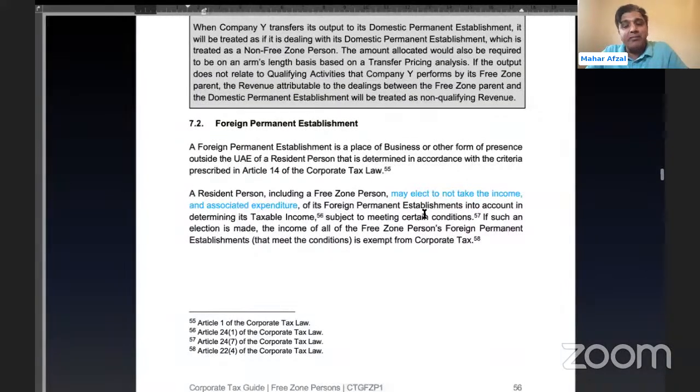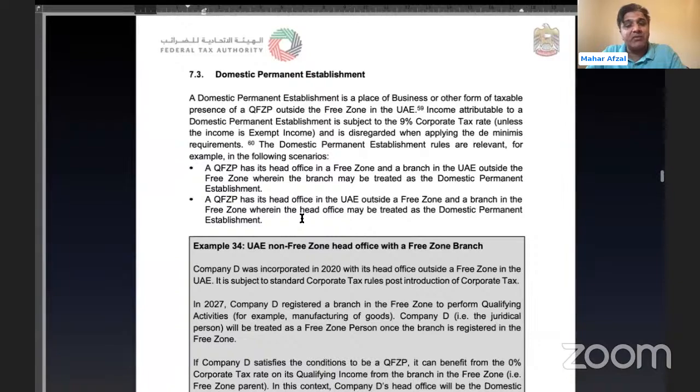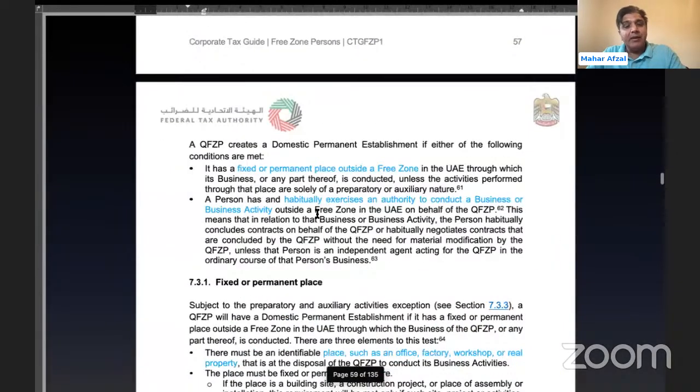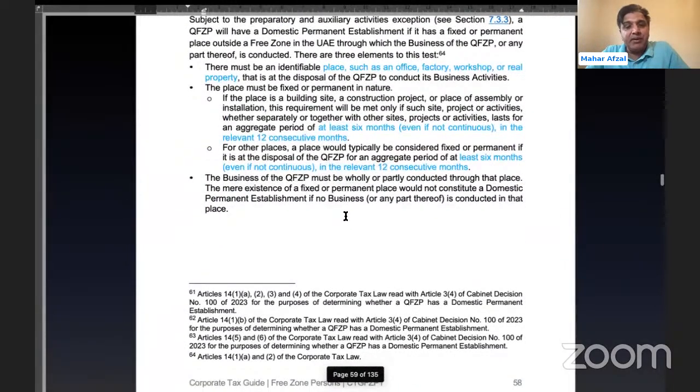Then they said a foreign PE may elect to take the income and associated expenditure out. Just as I have told you, you have an option to claim the exemption for the foreign PE. They have covered that in the domestic PE, you cannot claim the exemption. It will be straightforward subject to tax at 9%. Fixed PE, yes, you can go through it. This is the definition of the PE, basically.